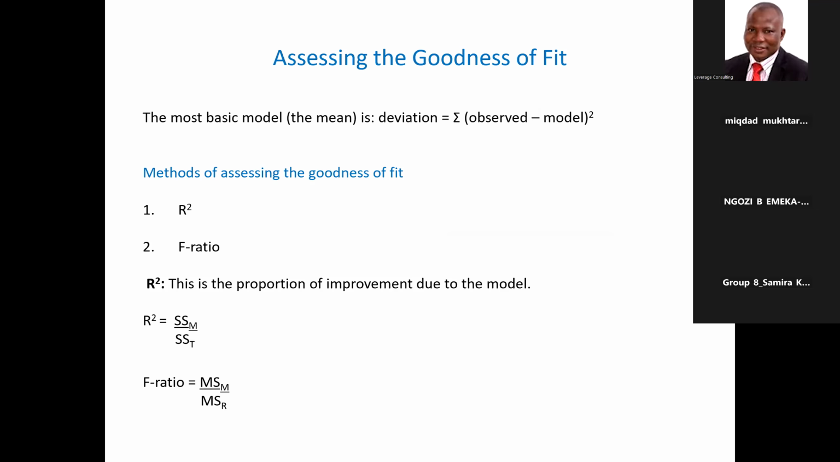Now, the most basic model is the mean. How? You remember when you calculate the mean and want to calculate the standard deviation, deviation is observed minus model. The model is X bar, observed is X, so X minus X bar. We square it because if we add all the X minus X bar deviations, some are negative, some are positive, and it will give you 0. So that's why we usually square. So sigma observed minus model squared, which is X minus X bar squared. So the mean is the model in this situation. The mean is the most basic, the crudest model.